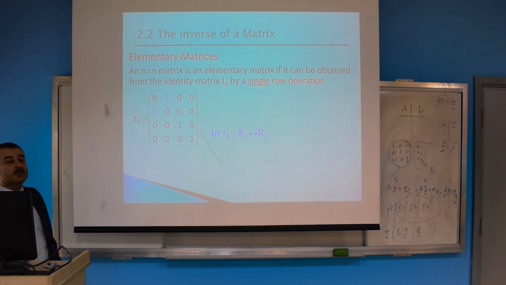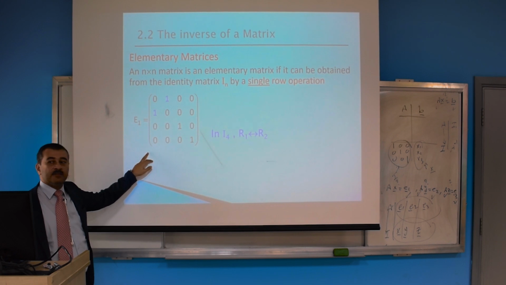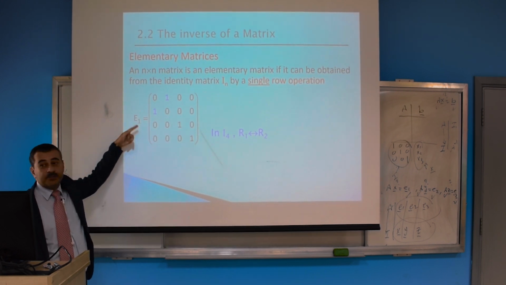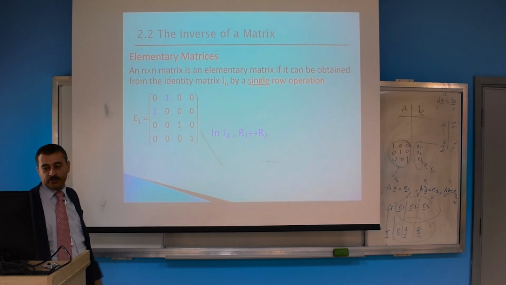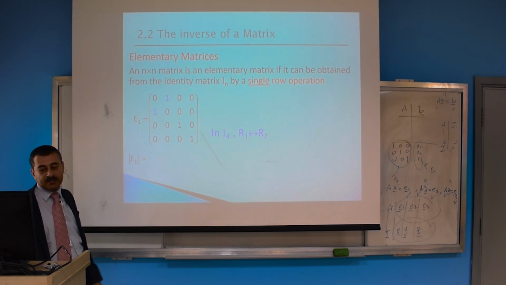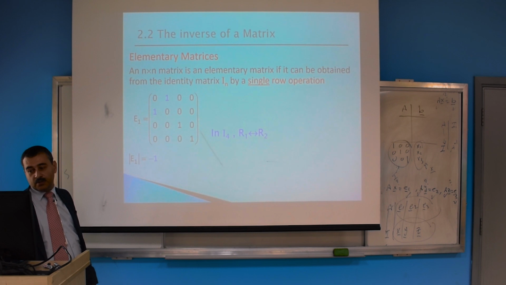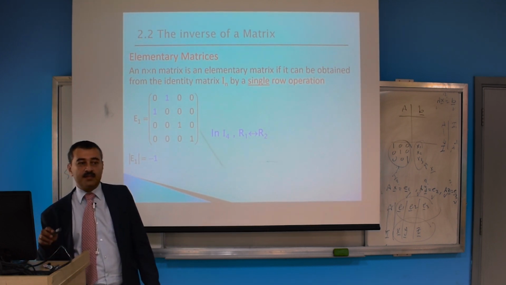What is the determinant of this matrix? -1. Right? Because you did actually row interchange, and we said if you do single row interchange, you will change the sign of the determinant. The determinant of I is 1, so here the determinant is -1. What about the inverse? Can you find the inverse of this matrix?